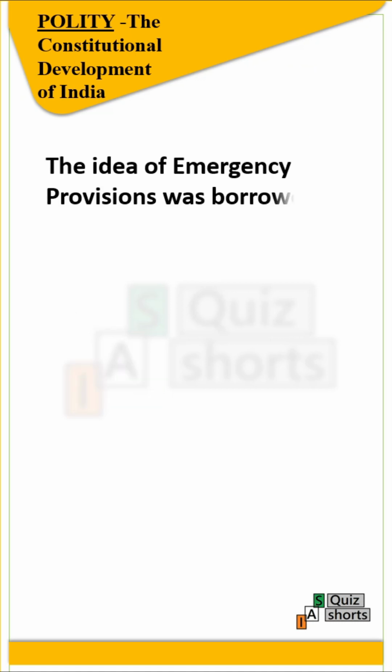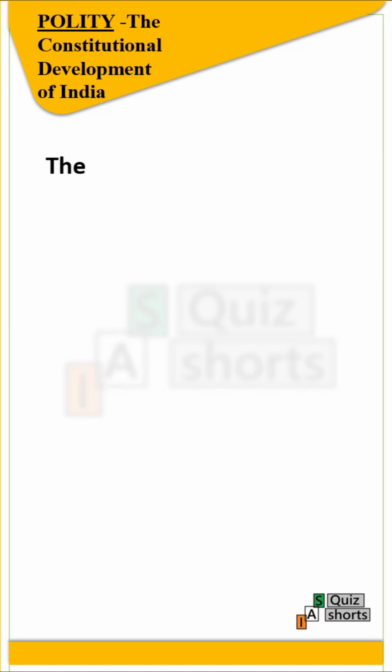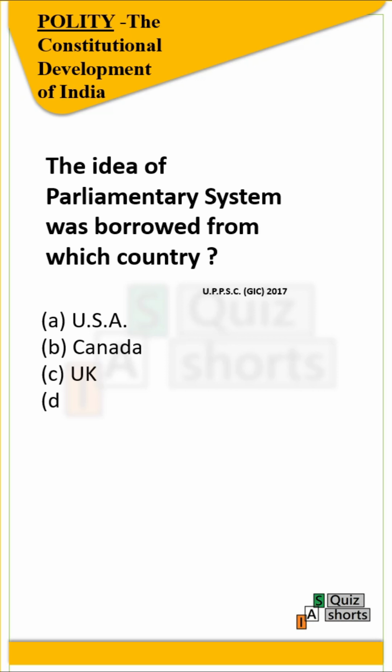The idea of emergency provisions was borrowed from which country? USA, Canada, Germany, Russia. Answer is option C, Germany. The idea of parliamentary system was borrowed from which country? USA, Canada, UK, Russia. Answer is C, UK.